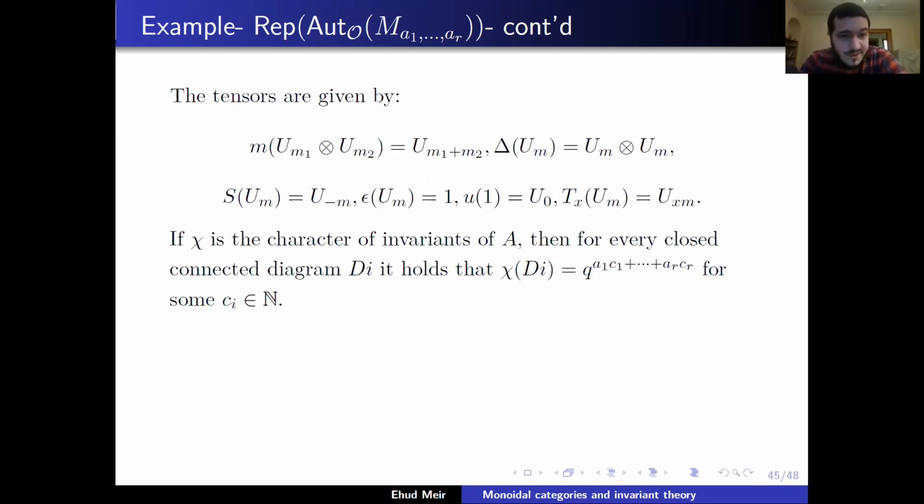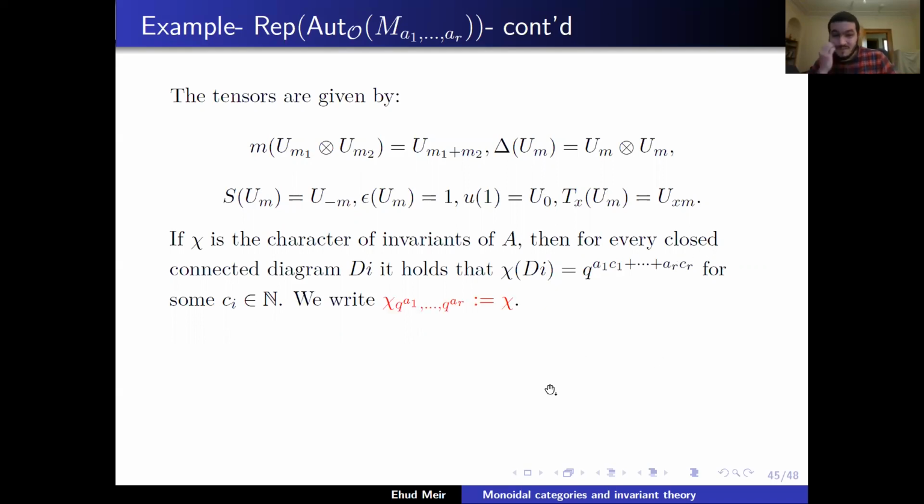Okay, so here's the thing: if Chi is the character of invariance of A, then for every closed connected diagram, it holds that Chi of D is actually some power of Q. And moreover, it's not only a power of Q, it's going to be a product of Q to the A1 to the C1 times Q to the A2 to the C2, times Q to the AR to the CR, for some CI in M.